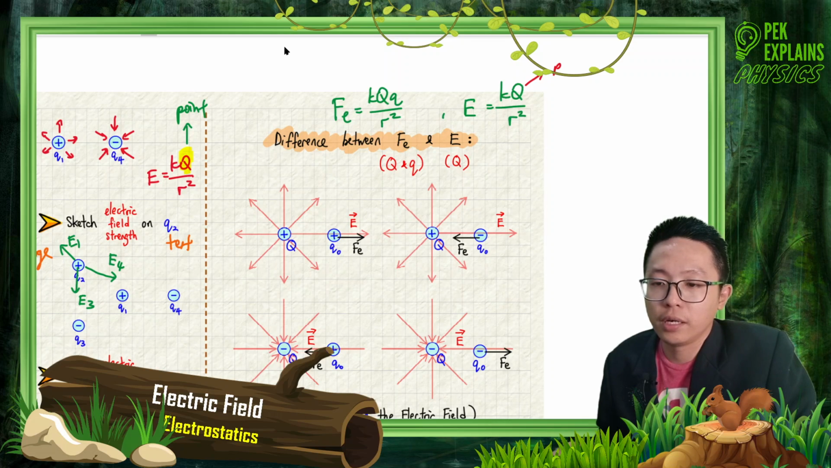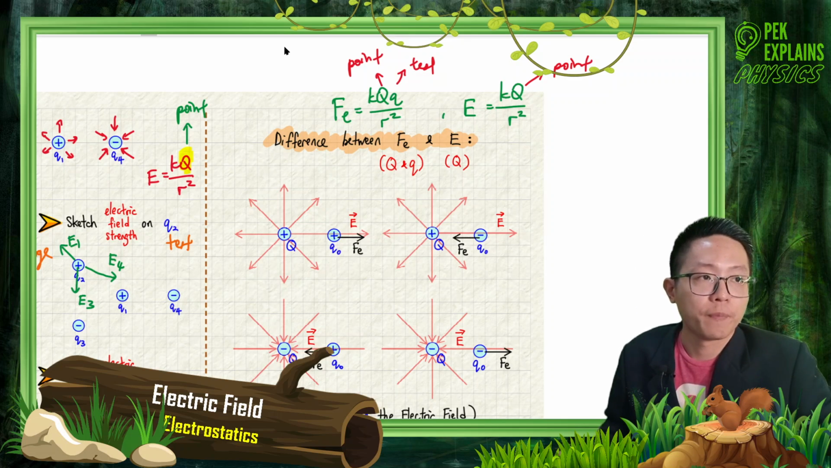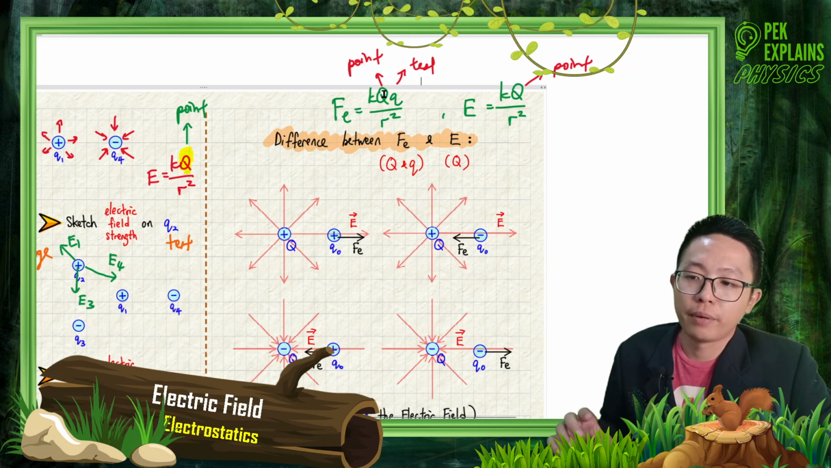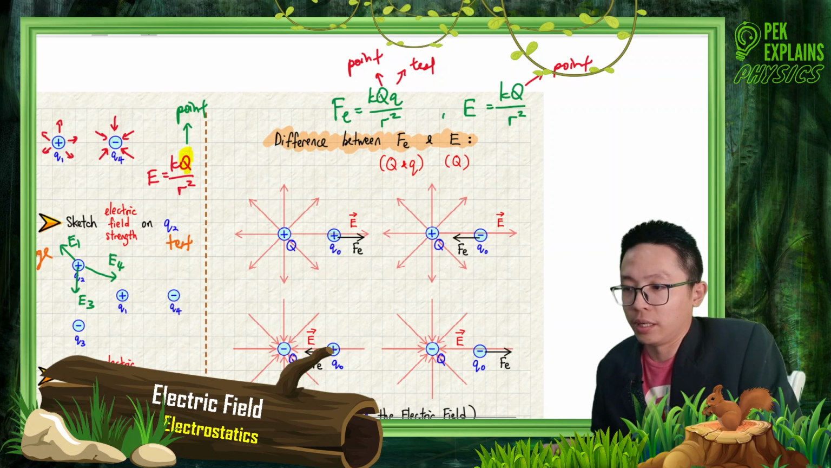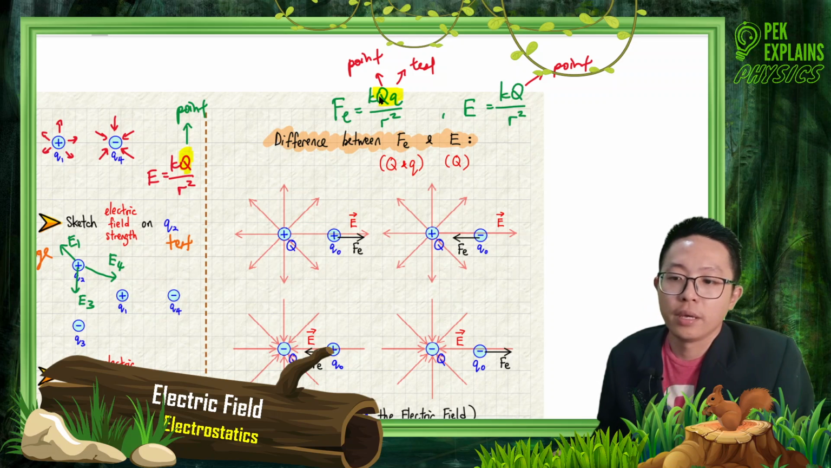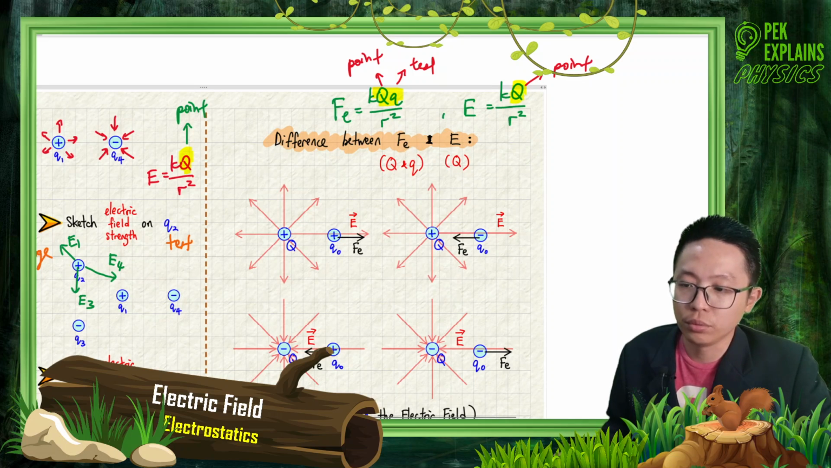This one is only the point charge, but the force has both the point charge and the test charge. You see that? So force depends on two charges, Q, point and test. But electric field strength only depends on one charge, the point charge. Force depends on two charges.